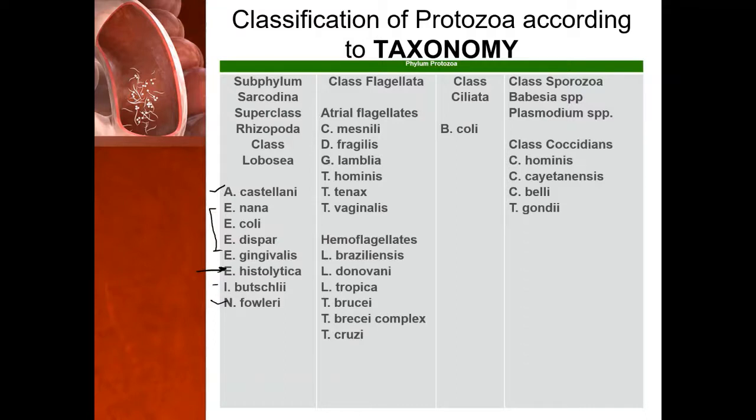Next, under the Ciliata, we have only one significant parasite. It is the Balantidium coli. And for the last class under the phylum Protozoa, we have the class Sporozoa and the class Coccidia. Under the class Sporozoa, we have the Babesia species and Plasmodium species. Under the Coccidia, we have the Cyclospora species and Toxoplasma gondii.